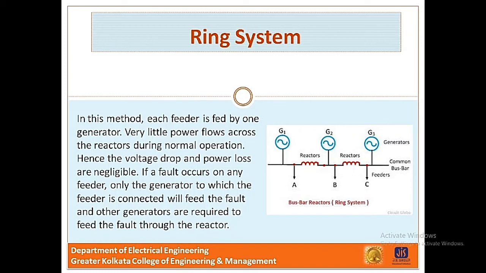Therefore, only that section of the busbar to which the feeder is connected is affected, and the other sections are able to continue normal operation. If a fault occurs in this figure, this generator suffers, but there is no effect on these generators.